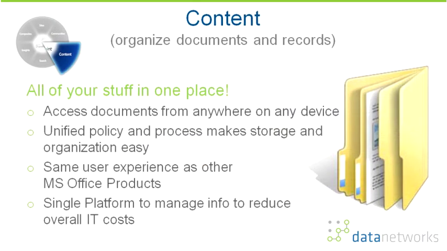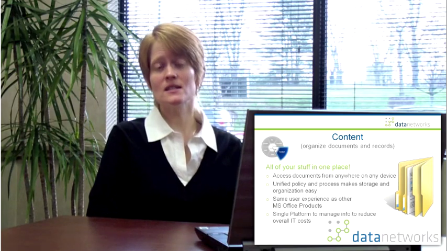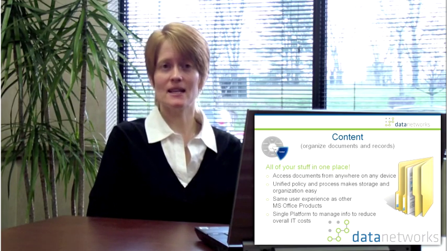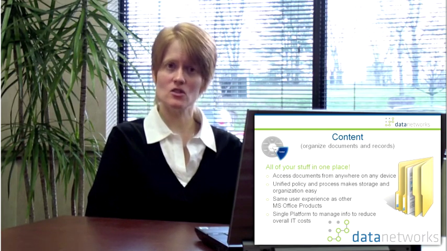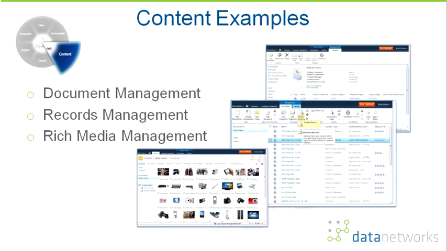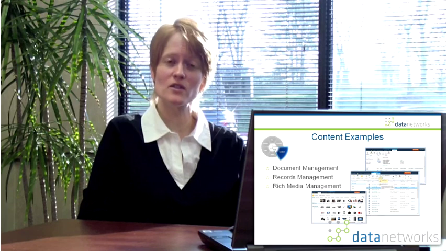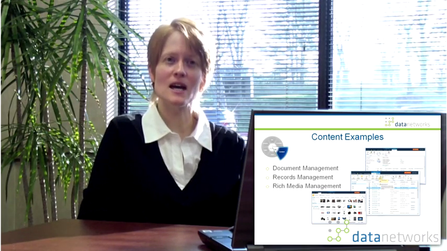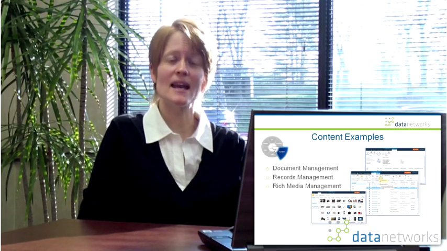So content. This is easy. This is all about organizing and getting all of your stuff in one place. And through SharePoint 2010 and through organizing your content, not only is it all in one place, but you can also tag it and add metadata to it so that you can organize and categorize it so it makes it much easier to find. So what are some examples of content? You have document management, records management, and rich media management. So let's think about it. What if you had a document in one of your SharePoint sites, and after a certain amount of time you wanted to move that into a records repository? Well, with SharePoint you can do that and have all that automated.